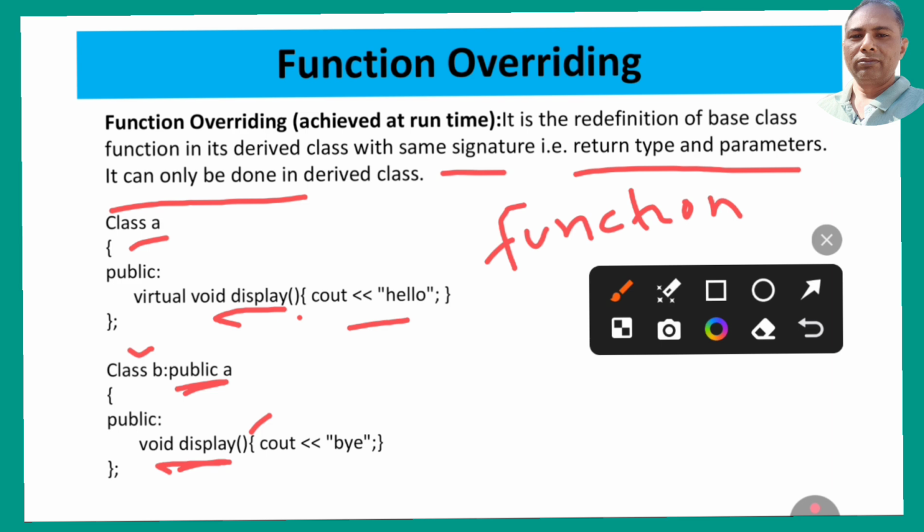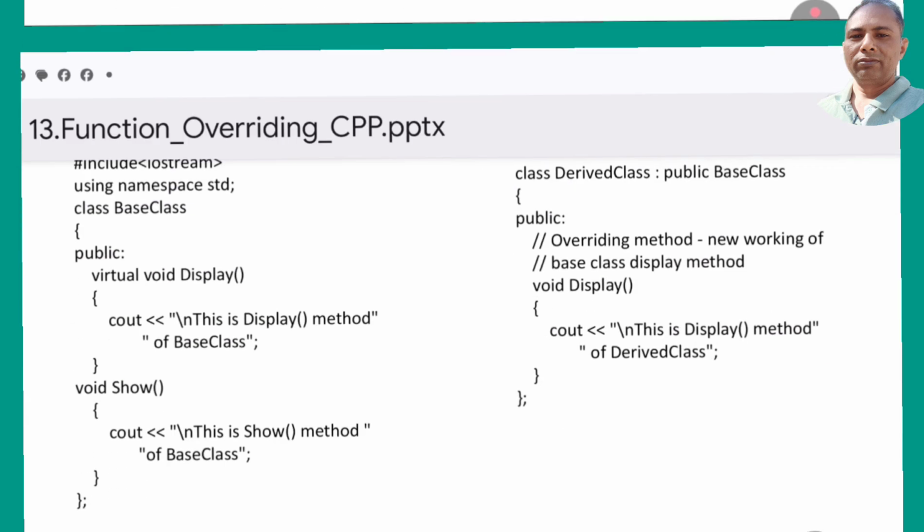Keep in mind that when we are doing function overriding, we should use the virtual keyword in the base class. Function overriding means we are using the same function with the same signature, that is name, return type and all these things. So this is one example of function overriding. We have one other example.